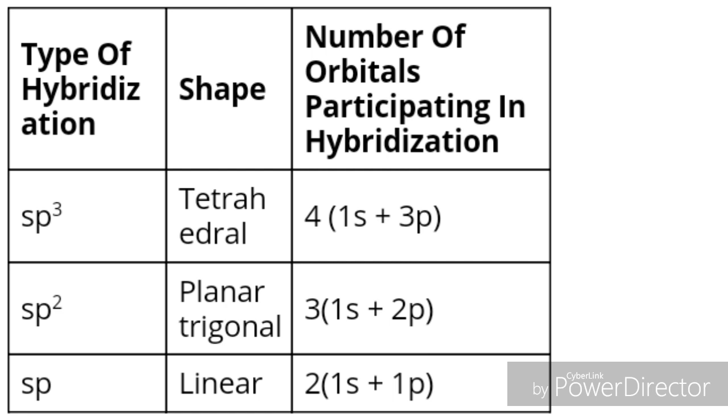In case of sp2 hybridization, the shape of the molecule will be trigonal planar. The number of orbitals participating in hybridization will be 3, 1 s orbital and 2 p orbitals. In case of sp hybridization, the shape of the molecule is linear and the number of orbitals participating in hybridization will be 2, 1 s orbital and 1 p orbital.